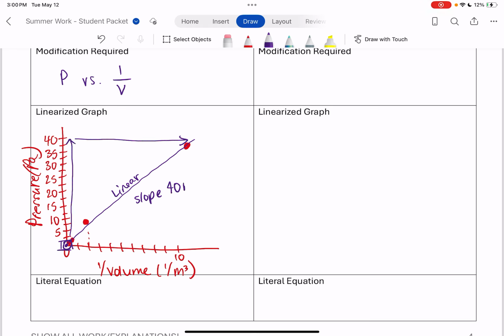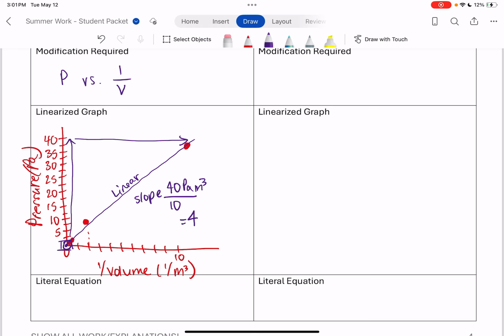So 40 pascals over 10 per meters cubed. So if this was 1 over meters cubed would come up here. So there's my slope. 40 over 10, that equals 4. Now we can write our equation.